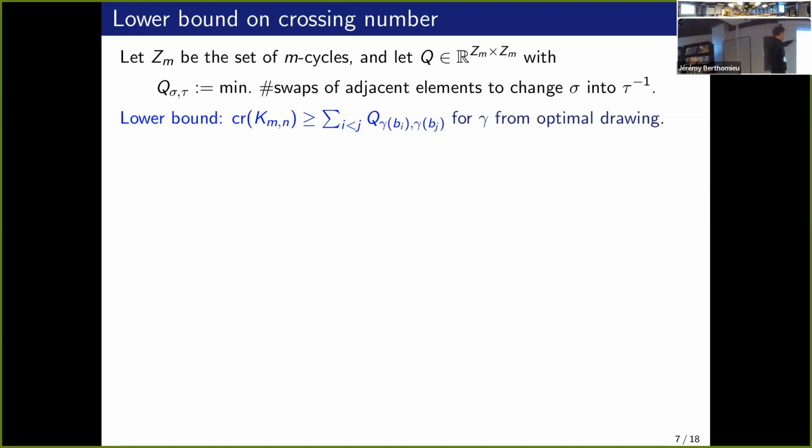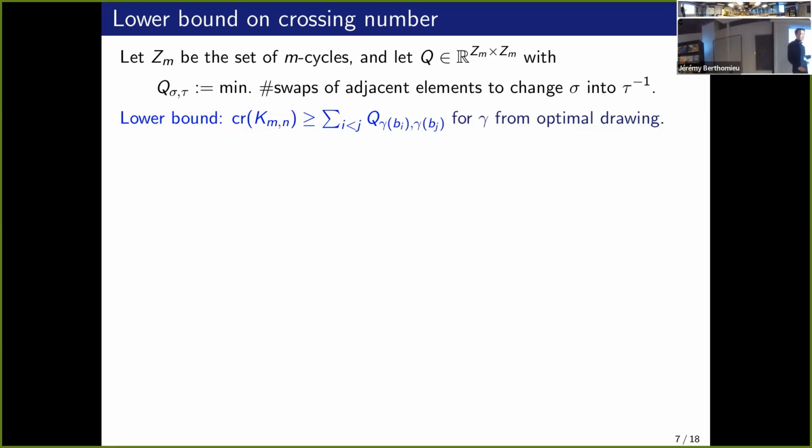And we put as the entry sigma tau this number: the minimum number of swaps of adjacent elements to change sigma into tau inverse. The minimum number of swaps of adjacent elements of sigma to change it into tau. And then we can get a lower bound on the crossing number of the complete bipartite graph.